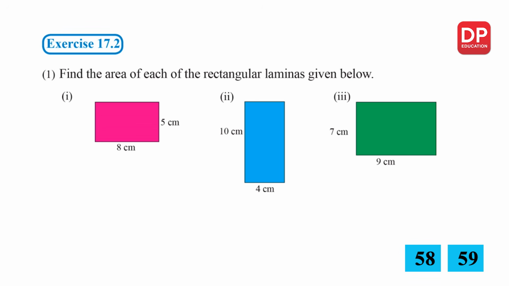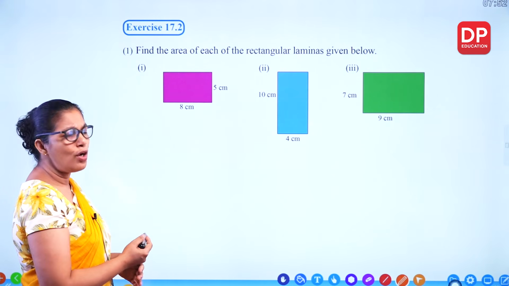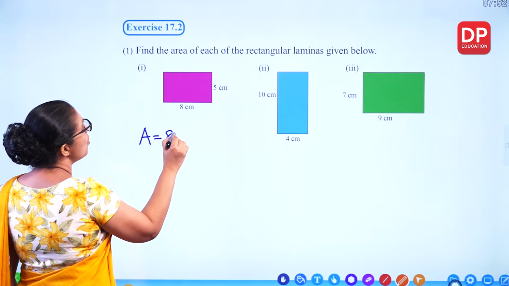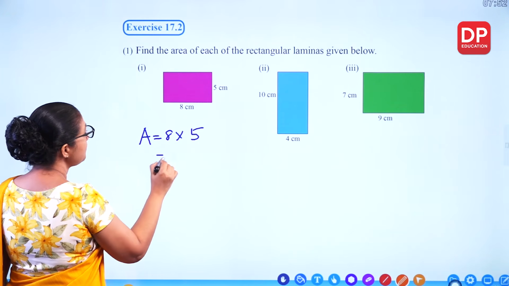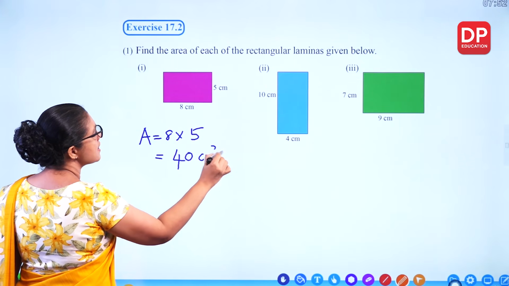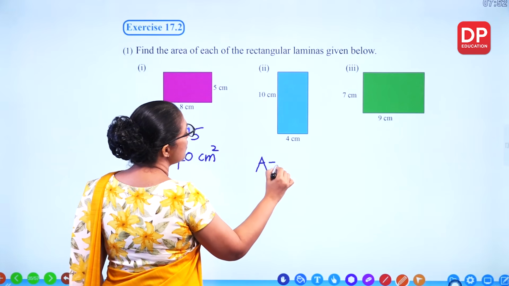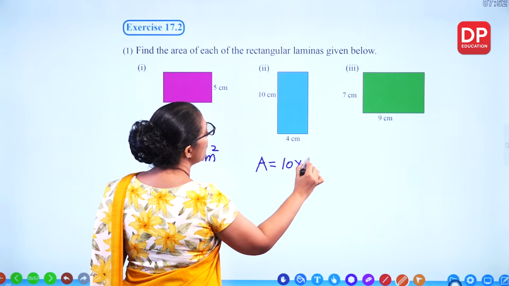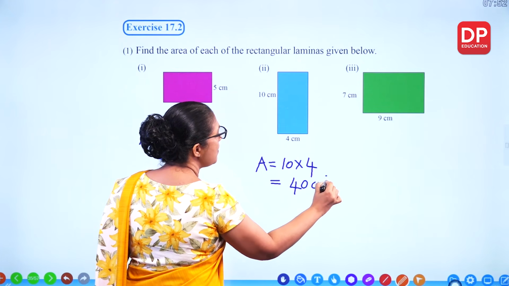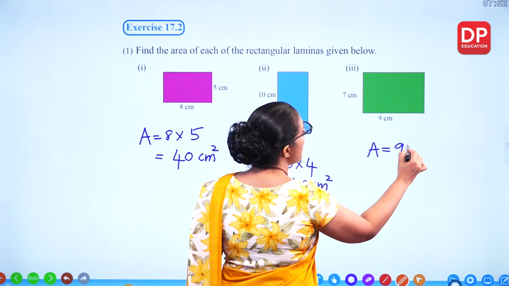Exercise 17.2. Find the area of each of the rectangular laminas given below. So we'll straight away find out. Length into breadth. 8 times 5, 40 square centimeters. This one is a rectangle. Area is equal to 10 times 4. Both are in centimeters. So 40 square centimeters. This one area is 9 times 7.